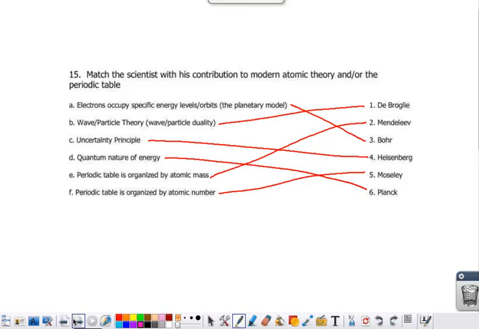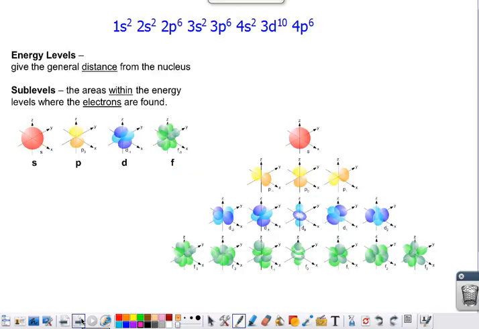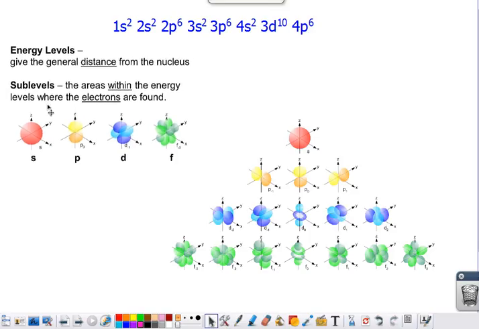All right, match the people with the things they did. There we go. And what does all this stuff mean again? Hey, you need to know the terms. Some people are really good at learning terms, other people are not. When we say energy levels, we're talking about these coefficients. Look at them all. 3, 2, 4, 3. Those are the energy levels, and they kind of give us the distance from the nucleus.